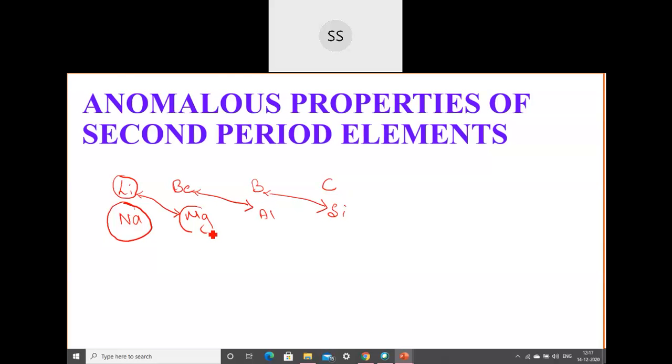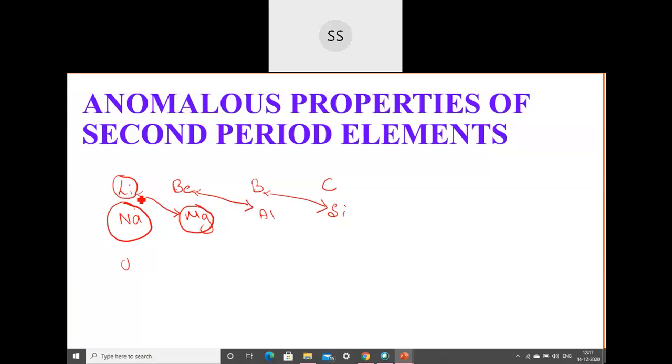So why is that happening? As you go down the group, the size of sodium is larger, but as you go across the period, the size decreases. So lithium and magnesium have almost similar sizes. Then there is the charge to size ratio: if you take the charge of lithium and divide by its size, you will see that the charge to size ratio of both of them is found to be similar. So that is one reason.